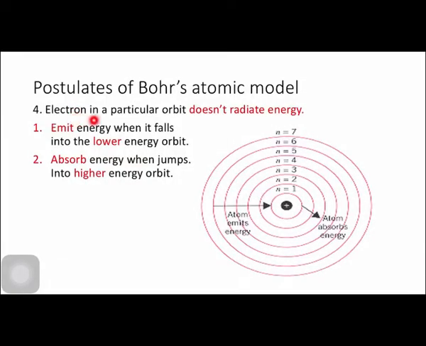Postulate 4. An electron in a particular orbit doesn't radiate energy. Let's suppose that the electron is present in orbit number 6 and its energy will remain constant until it changes the orbit.